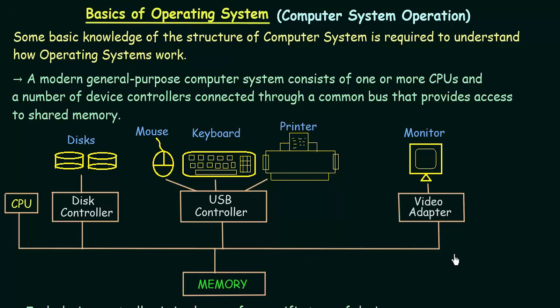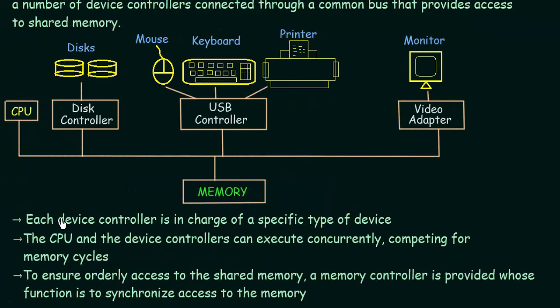Alright, let us see about this in more detail. So here I have some points written down. Each device controller is in charge of a specific type of device. So here we have device controllers, and each of these controllers or adapters is in control of a specific kind of device, as shown here. And then the CPU and the device controllers can execute concurrently, competing for memory cycles.